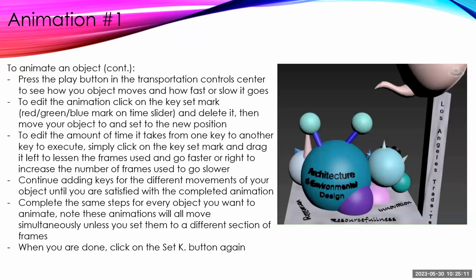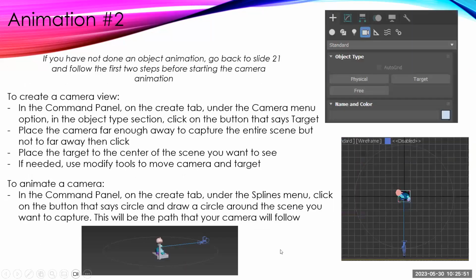You can press the play button in the transportation control center to see how your object moves and how fast or slow it goes. To edit the animation, you just click on the mark that's red, green, and blue. You can delete it or move it to set it to a new position. If you move it, that's changing the amount of time it takes for the animation to go from one step to another. And you can do this for every object. And every object you do, if they're using the same number of frames, they're going to be working simultaneously. So on my project I have 2 animations working simultaneously because they're using the same number of frames.